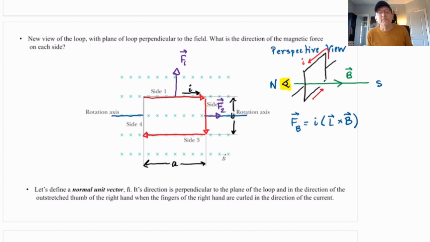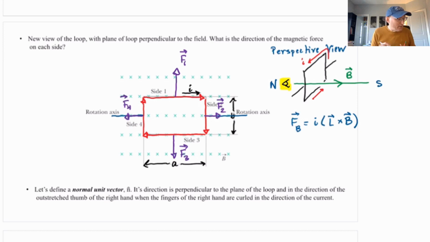All right, now side 3, down here. There's the L vector. B again, into the screen. What's the direction of F3? Did you say straight down in the plane of the screen? And then lastly, for side 4, there's the L vector. B again, into the screen. What's the direction of F4? Did you say to our left in the plane of the screen?